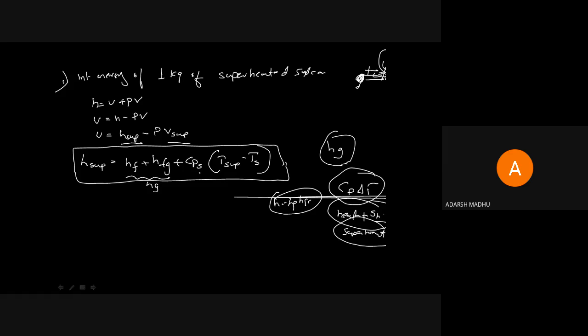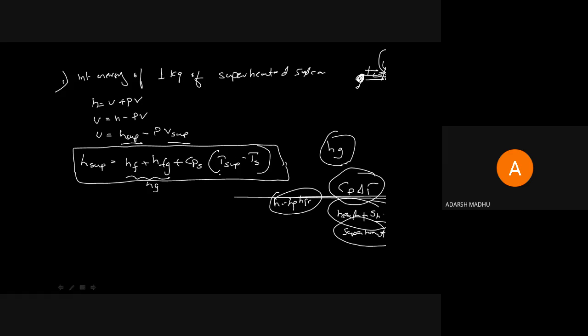That is Cp delta T. If mass is there, m Cp delta T. That is how this term also comes in. Right? HF plus HFG plus Cps into T superheat minus TS. That is the equation for H superheat. Is that clear? Then you need the HF value, HFG value, T and TS value.